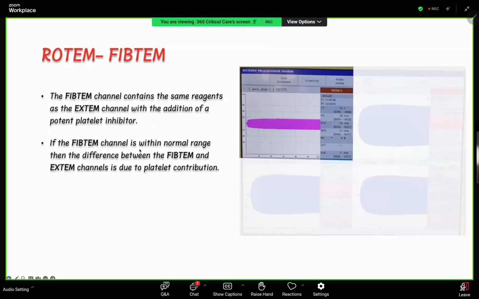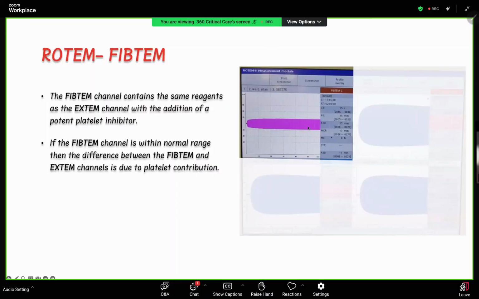So if the FibTem channel is within normal range, then you need to look at the difference between FibTem and the ExTem, because as I said, the ExTem measures both fibrinogen and platelet. The FibTem measures only fibrinogen effect. So if the FibTem is normal, where the platelet function is neutralized, and you find abnormal ExTem here, that means the fibrinogen is normal, but the abnormality is because of the platelet. Do I make sense?